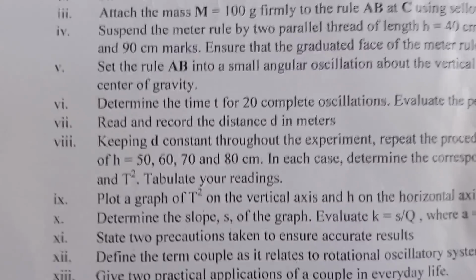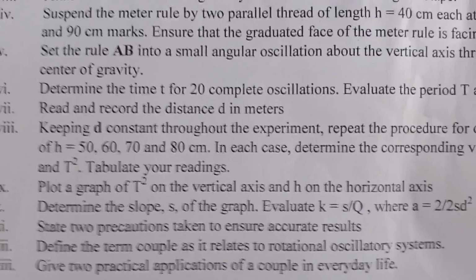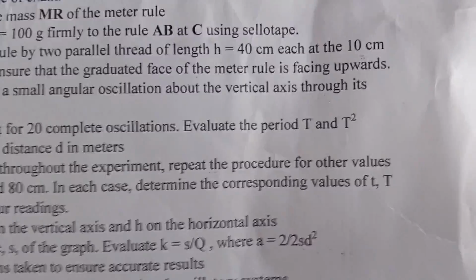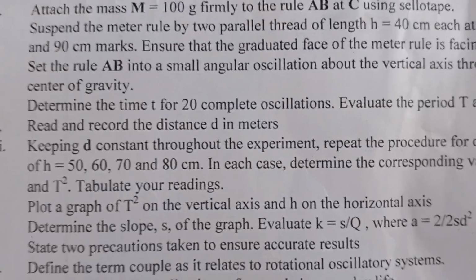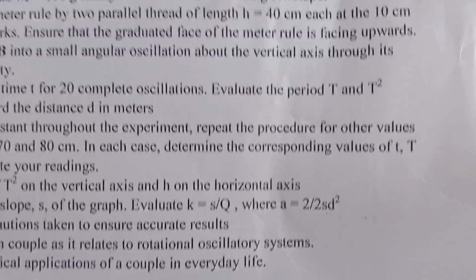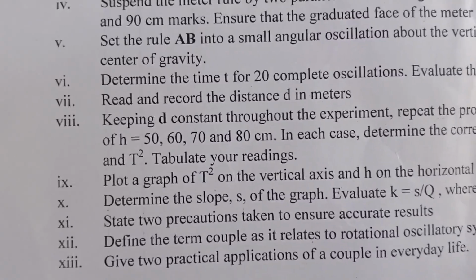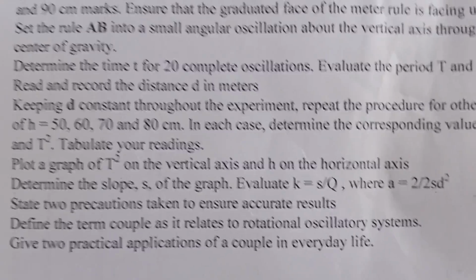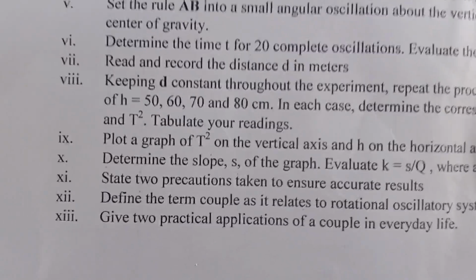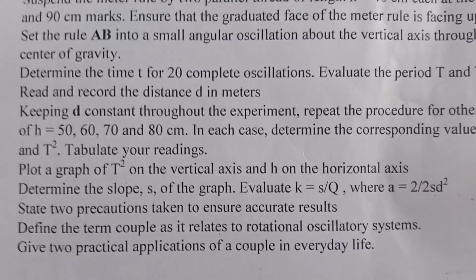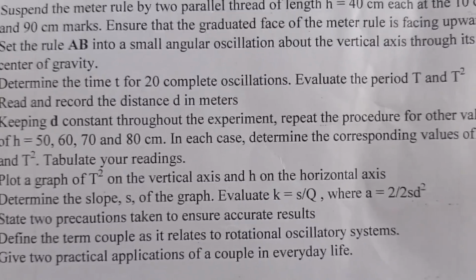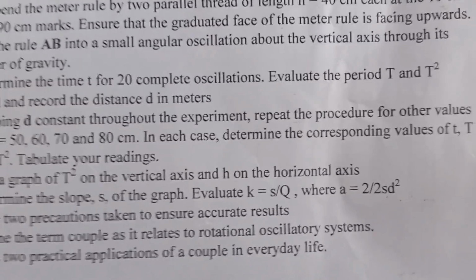Then 7. Keeping the small d constant throughout the experiment, repeat the procedure for other values of H, 50 cm, 60, 70, and 80 cm. In each case, determine the corresponding values of small t, that is time, capital T, period, and T squared. Tabulate the readings. Plot a graph of T squared, that is period squared, on the vertical axis, and H on the horizontal axis. 8. Determine the slope S of the graph and evaluate S over A, where A is equal to 2 all over 2 S d squared.